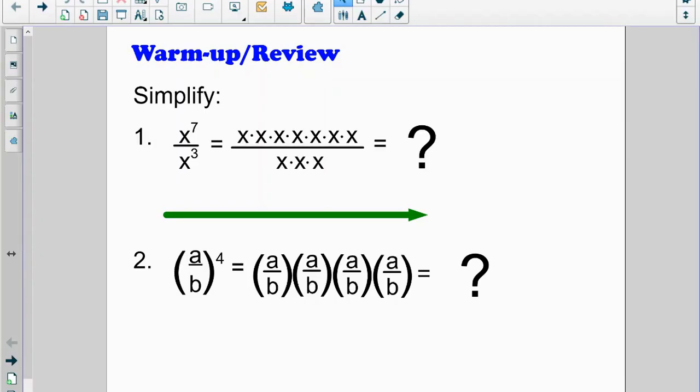All right, as a little warm up and review, I want you to think about how you would simplify each of these expressions containing fractions. So think about what would happen to the x's in the first problem, and in the second one, how would you multiply those fractions together after the exponent was applied?